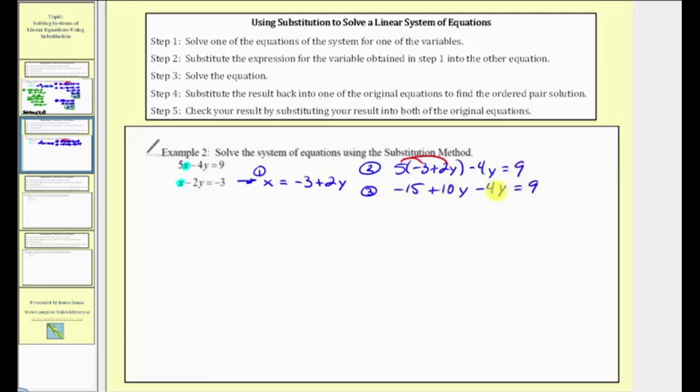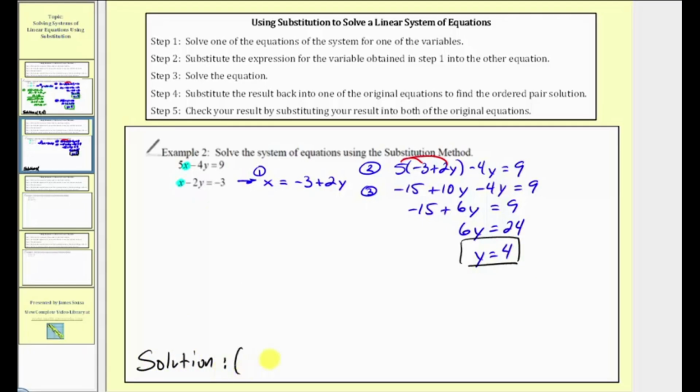Combining like terms, here we have 10y minus 4y, that's 6y. So negative 15 plus 6y equals 9. To isolate 6y, we would add 15 to both sides. 9 plus 15 is 24, so we have 6y equals 24. Divide both sides by 6. 24 divided by 6 is 4. So we know y is equal to positive 4. So for our solution, which we know is going to be an ordered pair, the second value will be 4.